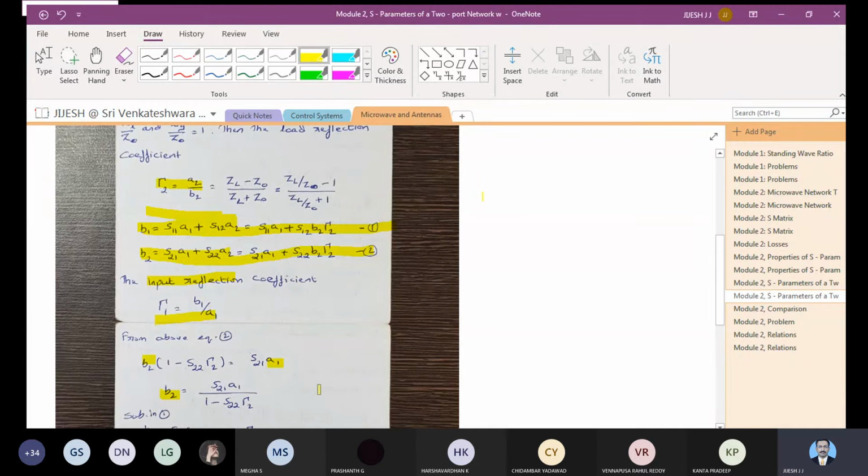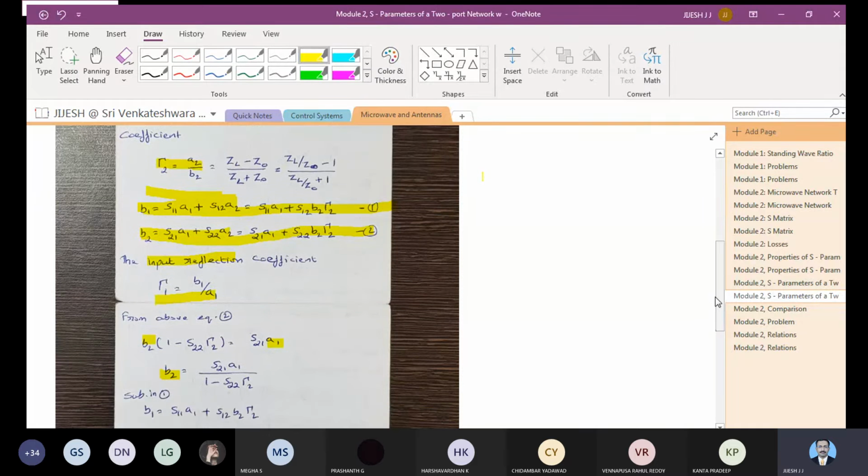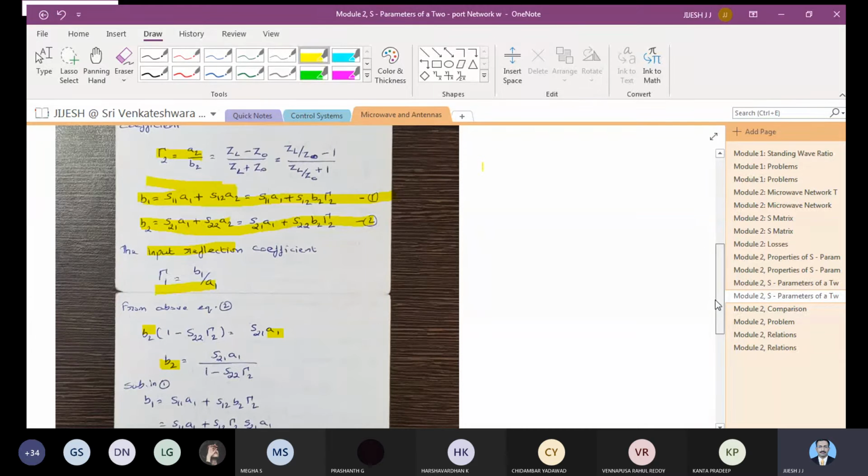Is there any doubt till here? We have not done much rather than using the equations for B1 and B2. We substituted gamma 2 is equal to A2 by B2, and we substituted A2 as gamma 2 B2. We simplified it further with the input reflection coefficient gamma 1, that is B1 by A1, and we took equation number 2 and separated the B2 terms and A1 terms and simplified it further to get B2 is equal to S21 A1 divided by 1 minus S22 gamma 2. So this much is clear for everyone?